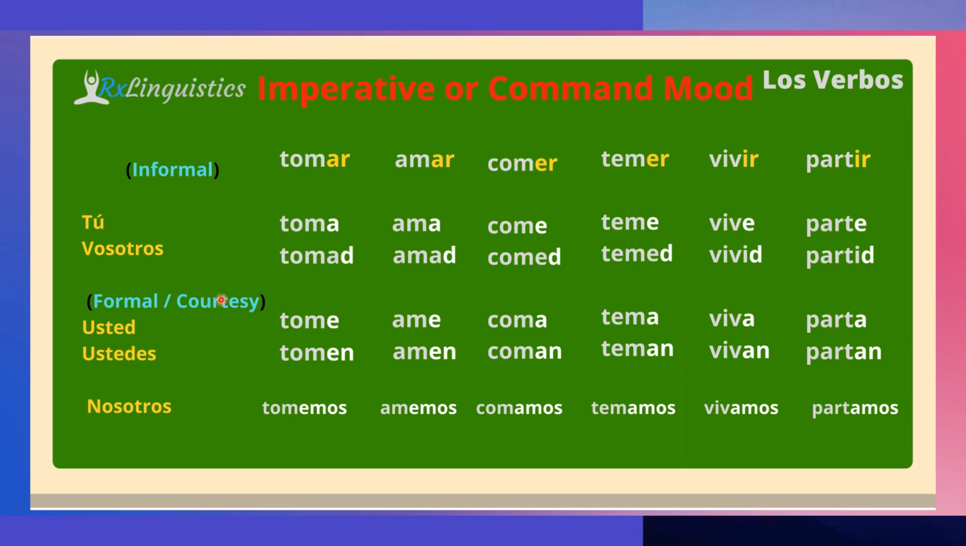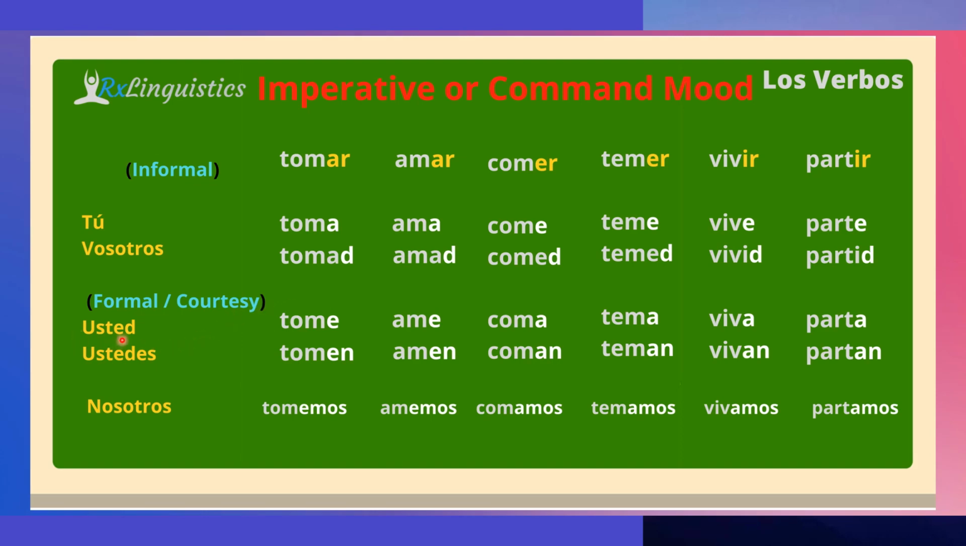When you are in an informal environment, you say tú tomas. The subject usually is not used in imperative. So you can say toma, ama, come, teme, bibe, parte. So it's understood that the subject is kind of omitted. And if you are talking to somebody and you say do this, the person knows you are talking to him or her.